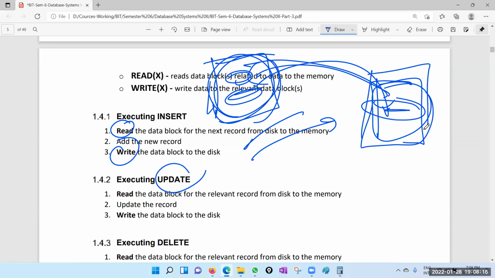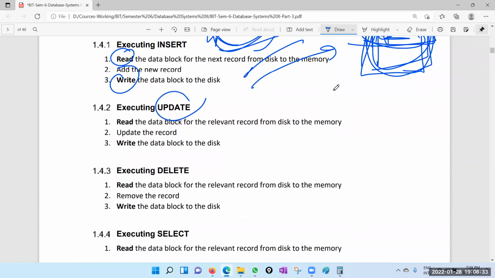The minimum block size of data that you can access is the block. So your block will sometimes have hundreds of records, right? Maybe you are just interested in one record. Still, you have to get that block to the memory. You can't just take one record, okay?